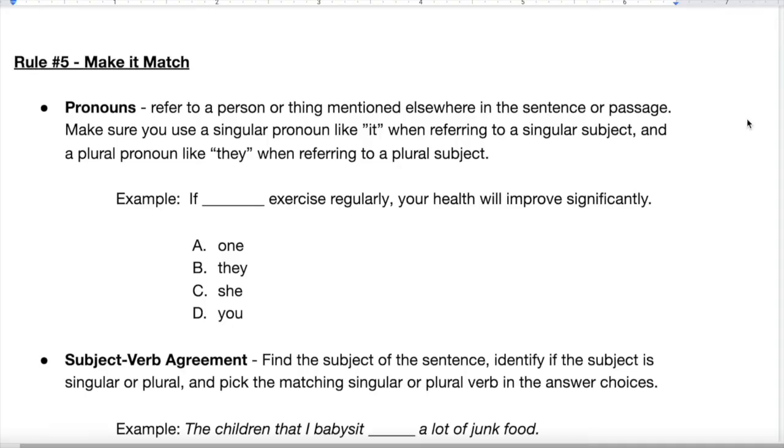But if I'm referring to multiple things, I could say like, my kids really got on my nerves today. They were out of control. Okay. Actually, they were really good today. Maybe yesterday I could have said that. But anyway, if you're talking about multiple people, you got to say they or them. You see the difference there? Yeah. Okay. Read the example here, and then we're going to do the same thing we did with the other ones. We're going to plug these in, but read the blank as a blank right now. All right. If blank exercise regularly, your health will improve significantly.